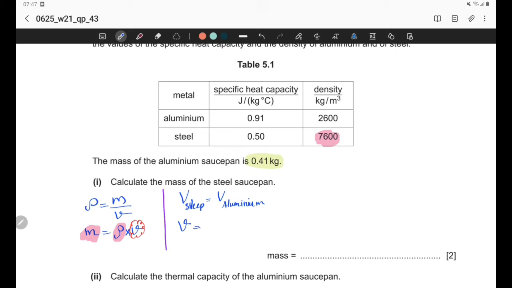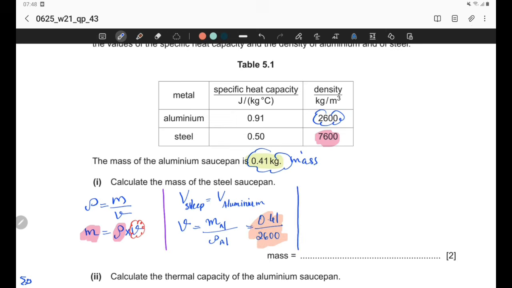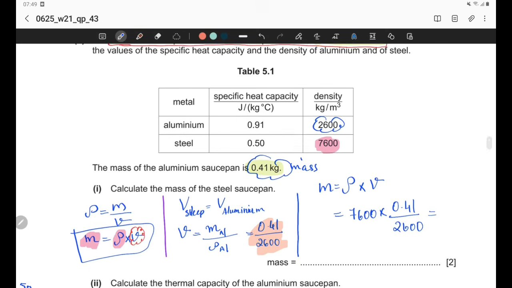The volume of aluminium is the mass of aluminium over the density of aluminium, and both these values are given. Mass of aluminium is 0.41, so we substitute 0.41 over the density of aluminium, 2600. This is the volume. Now we substitute into the main equation: mass of steel is equal to density of steel times volume of steel, where density is 7600 and the volume is 0.41 over 2600, as both volumes are the same. In 2 SF the answer is 1.2 kilograms. So the mass of steel is 1.2 kilograms.